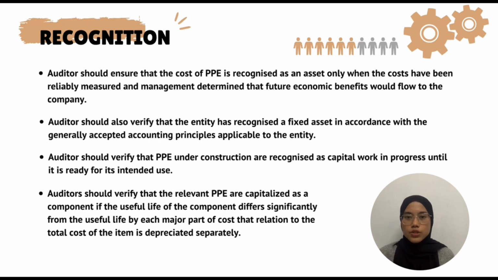Next, the auditor should also verify that the entity has recognized a fixed asset in accordance with the generally accepted accounting principles applicable to the entity. The auditor should verify that PPE under construction is recognized as capital work in progress until it is ready for its intended use. Lastly, the auditor should verify that the relevant PPE is capitalized as a component if the useful life of the component differs significantly from the useful life of the item, by each major part of the cost in relation to the total cost of the item, and depreciated separately.